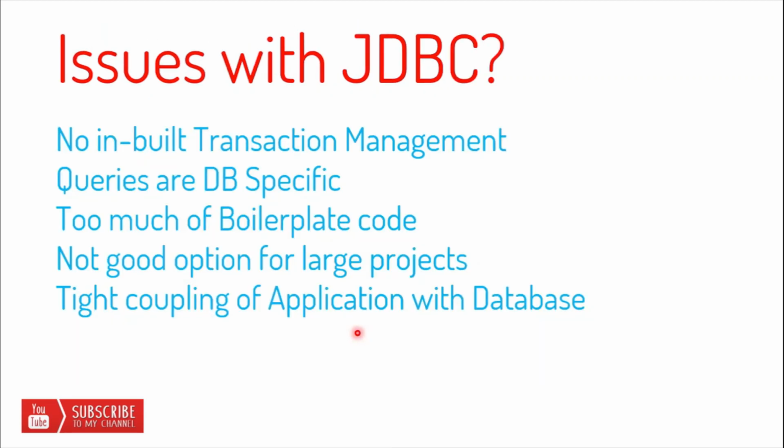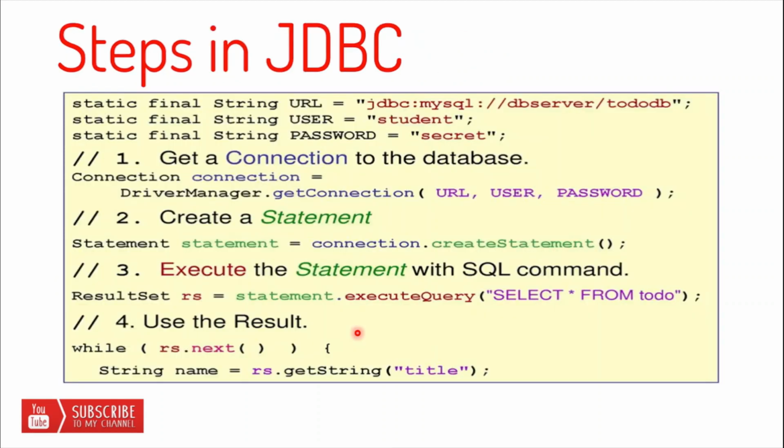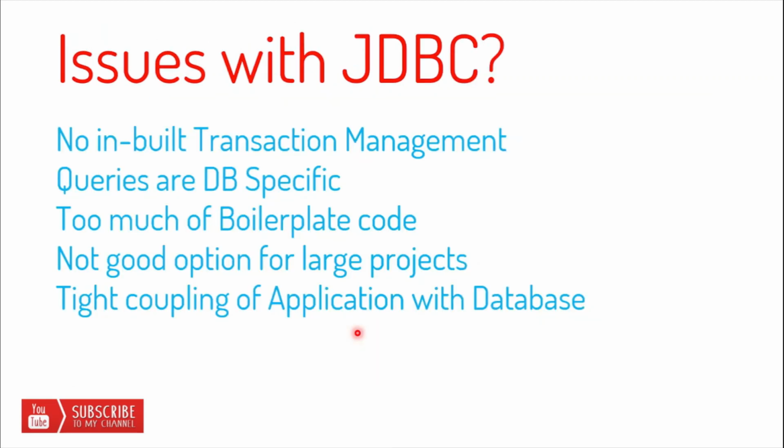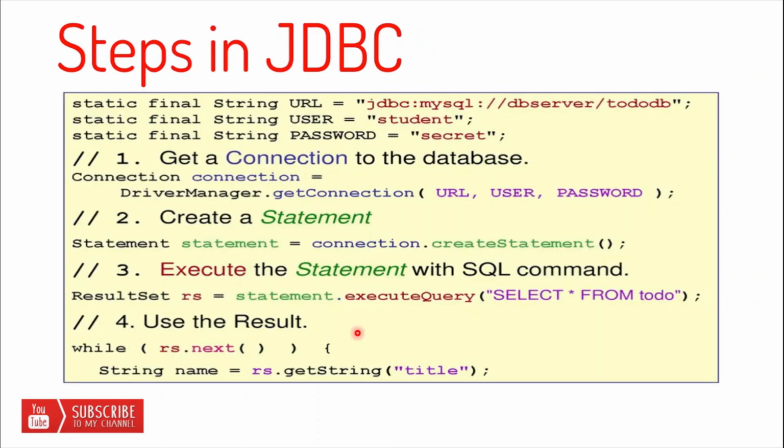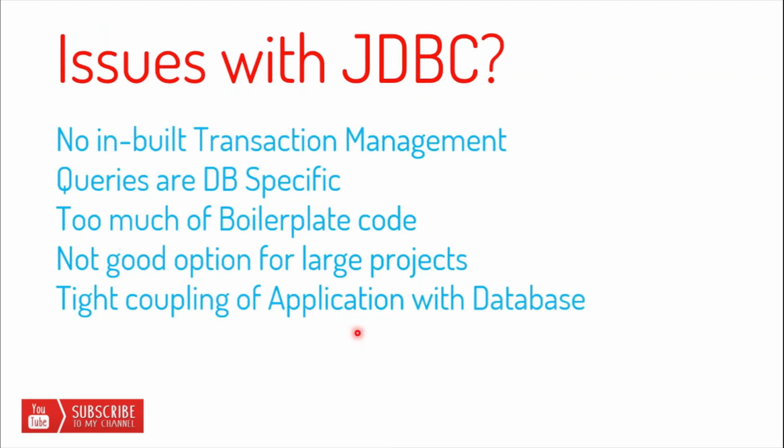The first one is that there is no inbuilt transaction management. If multiple queries are getting executed and one of them fails, and we need to make it an atomic operation, we need to maintain that separately. That provision is not there in JDBC. The second one is that queries are DB specific. Suppose I'm executing a query specific to the Oracle database, but in future the database is changed from Oracle to Postgres. In that case, the queries may also need to be changed, as there can be syntax differences between the databases.